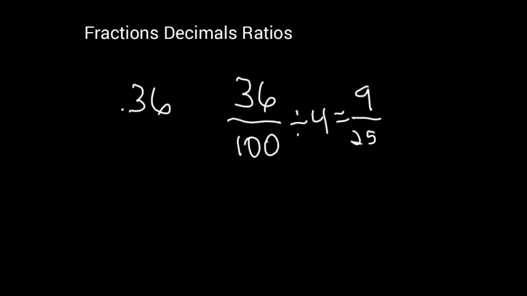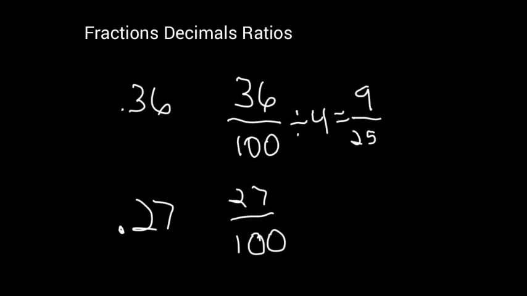Alright, so next let's talk about doing another one of those. So let's say we have 27 hundredths. So again, you put 27 over its place value, which is 100. And this one, the only things that go into 27 are 3 and 9, and 3 and 9 don't go into 100, so it's in simplest form. That's all you need to do.